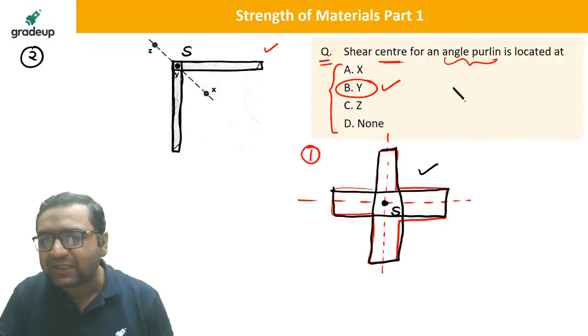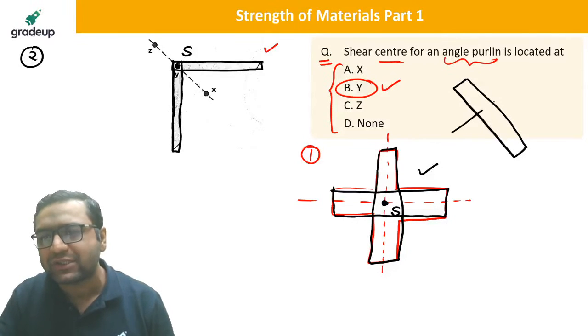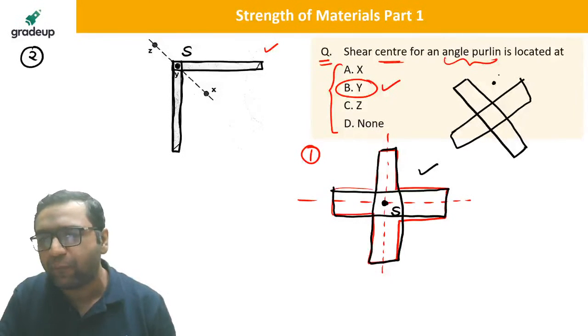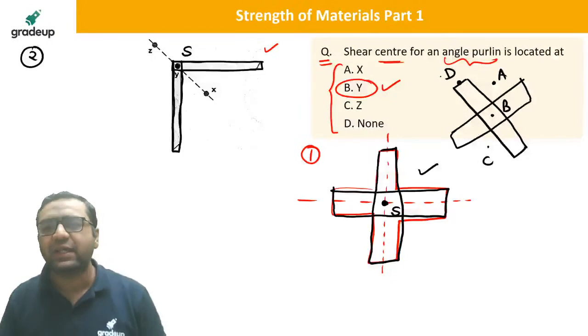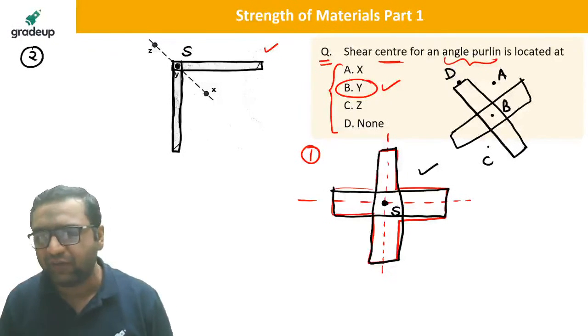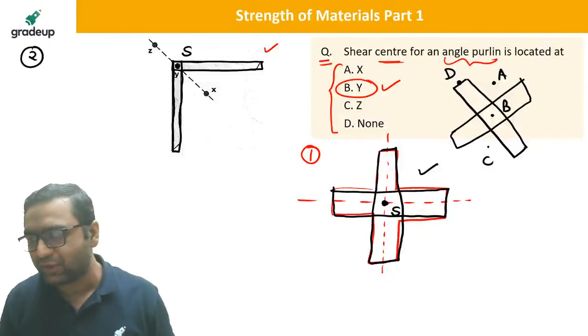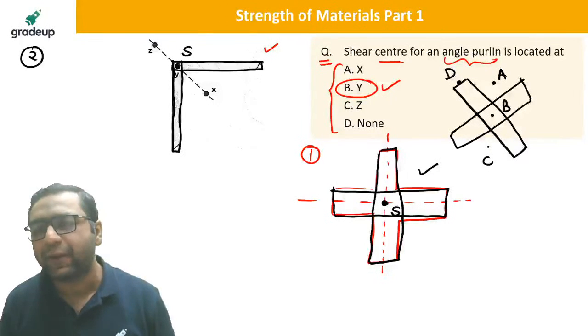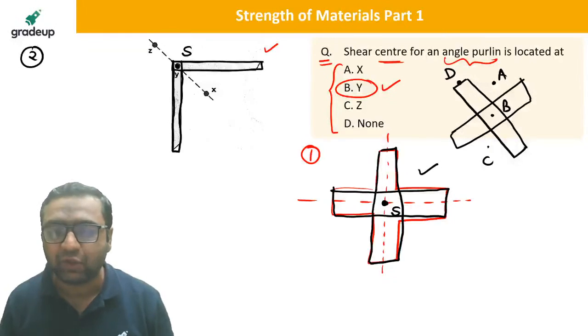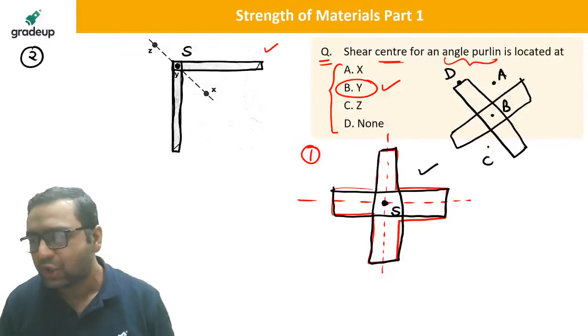Okay, if I ask you for some cross section, there is a cross section and I am asking you the shear center. I am giving you 4 points. This is A, this is B, this is C, and this is D. What do you feel? Where is the shear center? What will be your answer then? So guys, I am not only going to prepare you for the questions, I am giving you the concept rather than that, so that if a similar question comes, you must be able to answer.